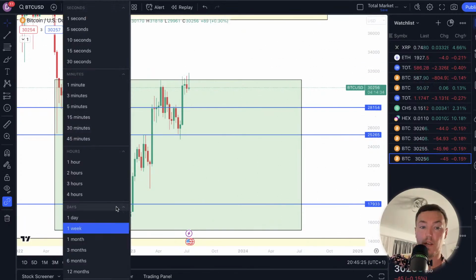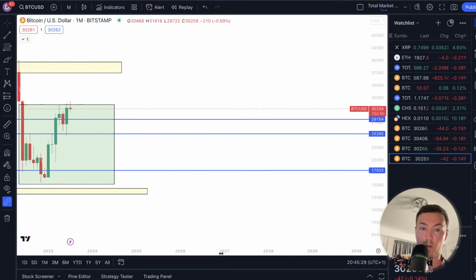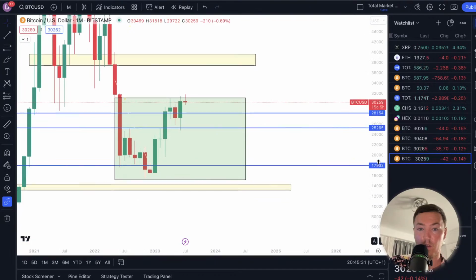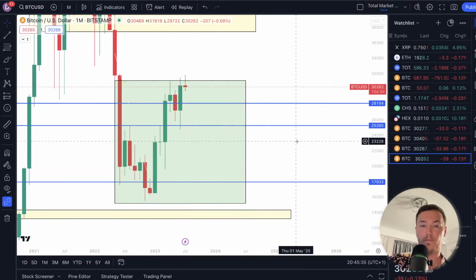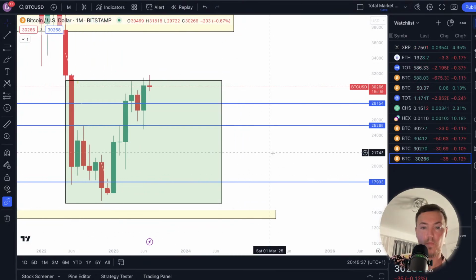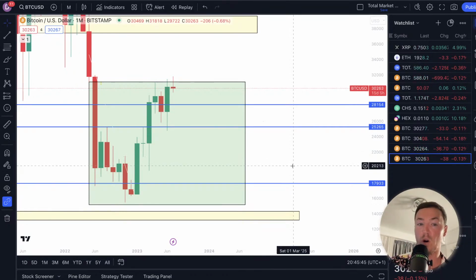And then let's have a look at the monthly. Yeah, we're outside it on the monthly. We're inside it, sorry. So, anyone who's seen my theory earlier on, my theory still stands of what I believe is going on right now.